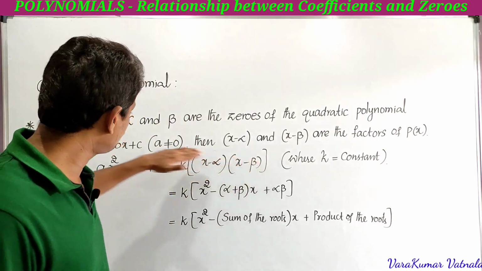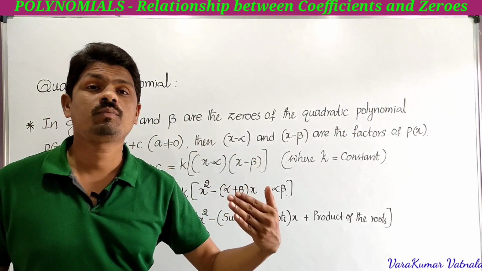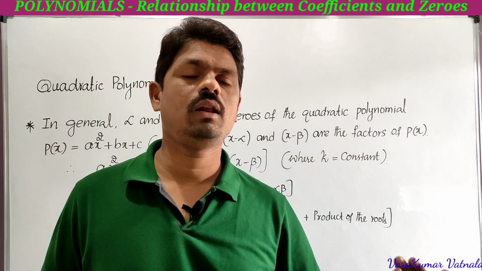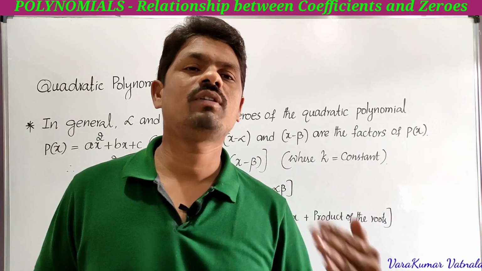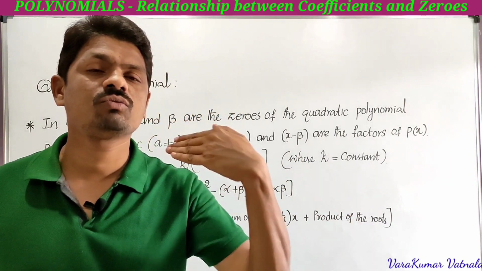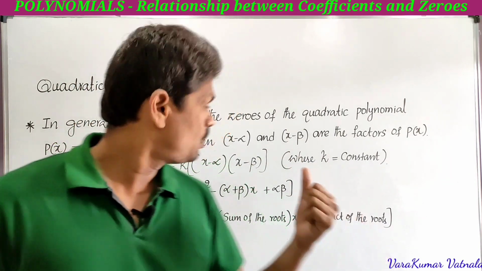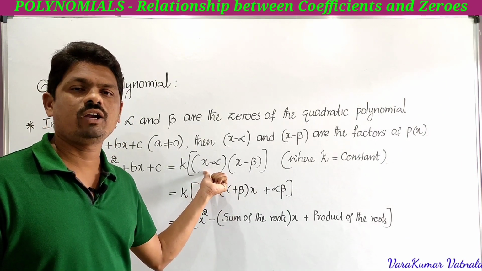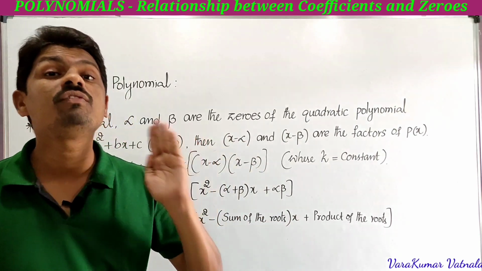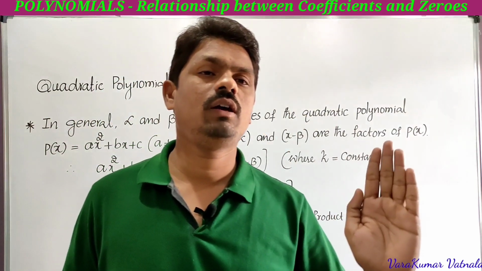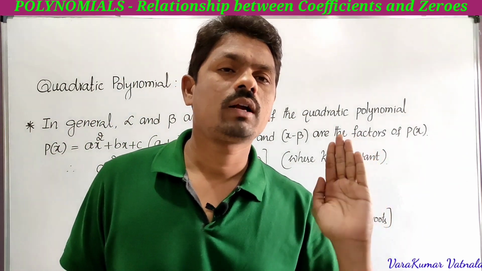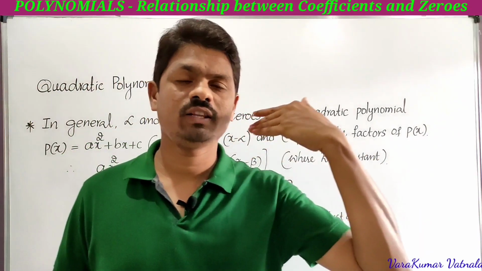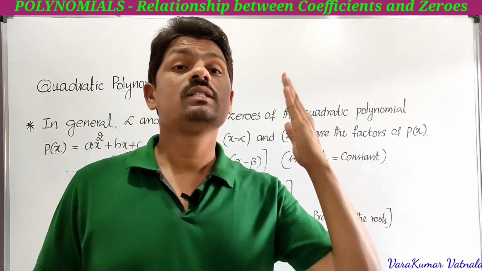So we use this formula to find the quadratic polynomial if he gives the roots of the polynomial. Suppose he gives the alpha value and beta value and asks to find the quadratic polynomial. We use this formula, k into x minus alpha into x minus beta. If he gives the alpha and beta values, we have to use k into x minus alpha into x minus beta to find the quadratic polynomial.